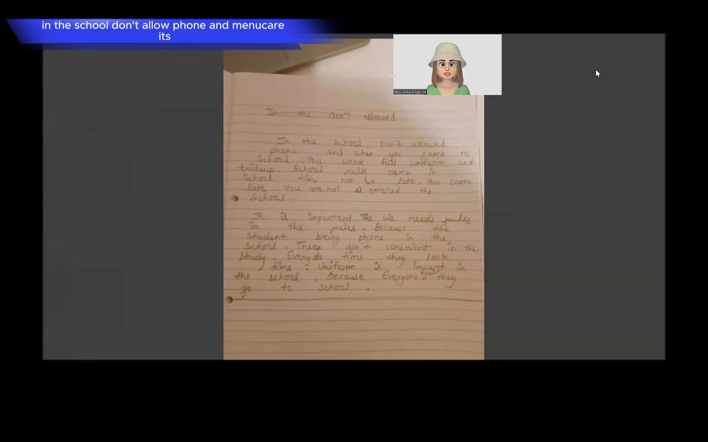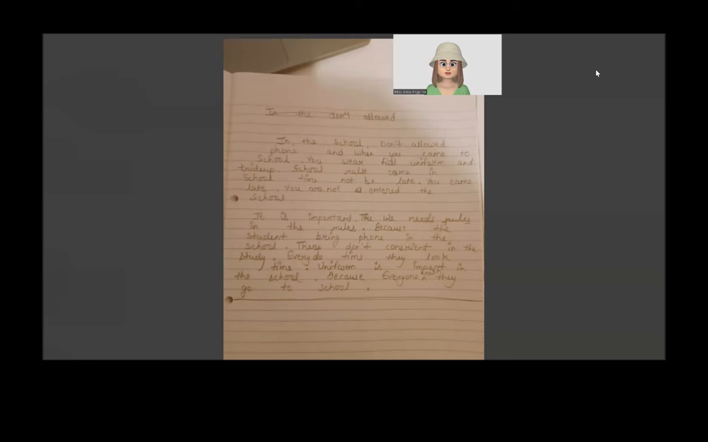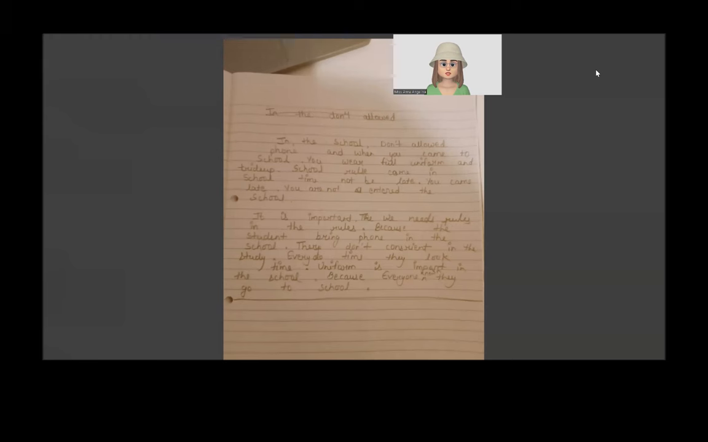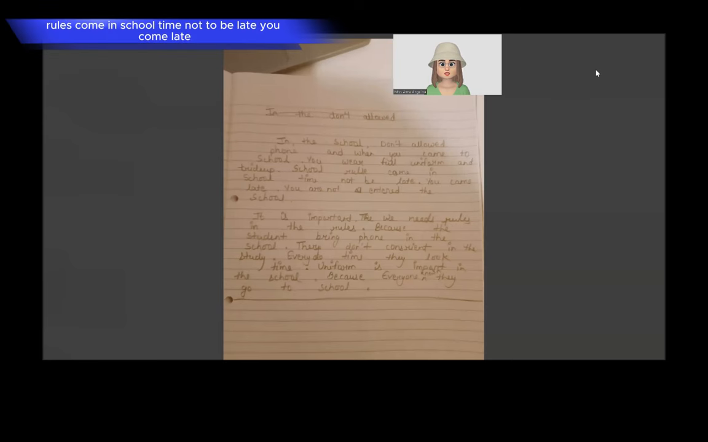In the school don't allow phone and menu care. In school you wear full uniform and what is this? Tidy up, wrong spelling. It carries a Y in it too. School rules come in school time, not to be late. You come late, you are not entered in the class. Okay, Nidhi, this is not good.